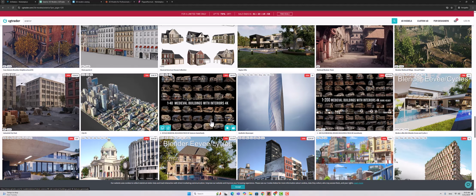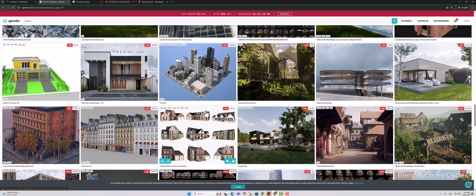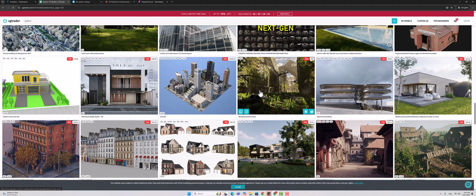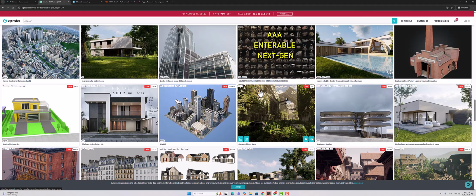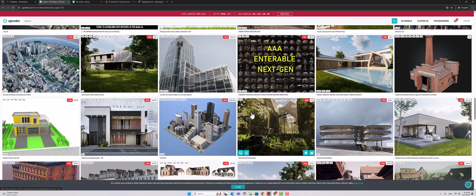In the CGTrader market, we see a lot of products that we don't see in the ArtStation market. ArtStation is good for games, but it is strange that many people don't put their products on ArtStation. I don't know the reason for them. It could be very active for them. But let's go to the next market.